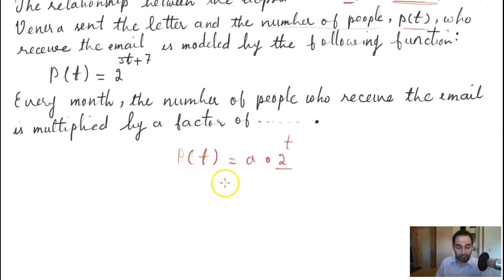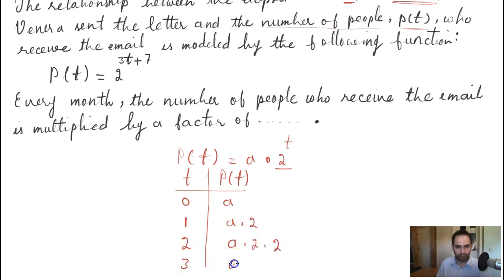What I mean by that is, for example, if you have a simple table here, when t is equal to 0, your output p of t is equal to a, because 2 raised to the power 0 is 1. When t is equal to 1, your output is a times 2. When t is equal to 2, your output is a times 2 times 2. When t is equal to 3, your output is a times 2 times 2 times 2. So every time you increment your input, your output is multiplied by another factor of this number, which is your common ratio, one more time and one more time and one more time.